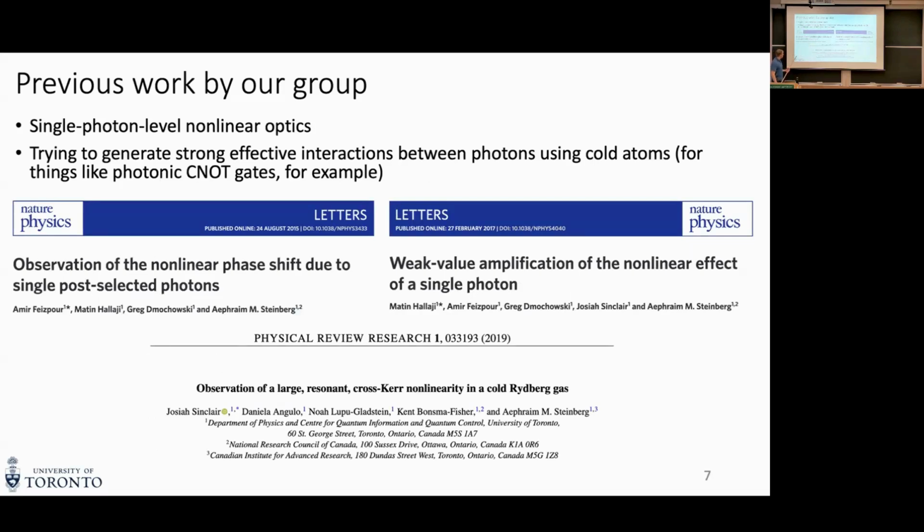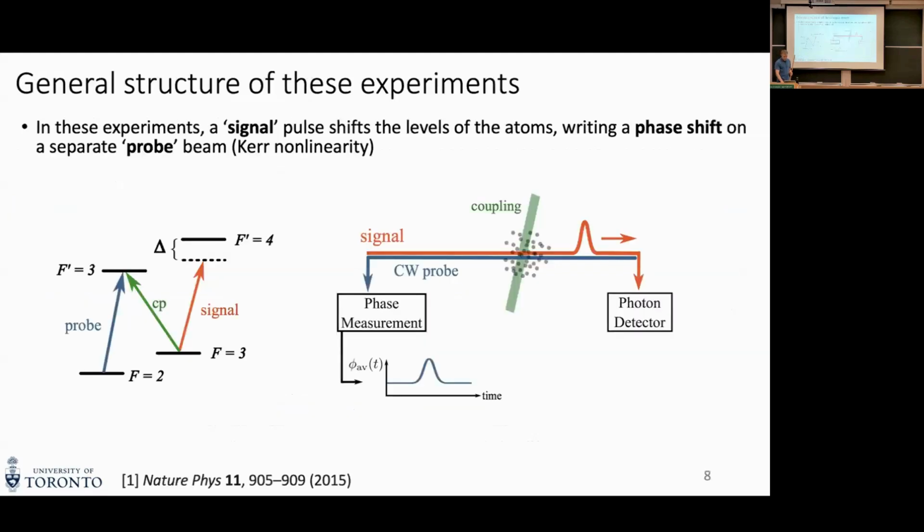We've done some work on, for example, the nonlinear phase shift due to a single photon. We've done a weak value amplification experiment, very similar to that, where we amplify the effect of one photon. And then we've done some other work with Rydberg atoms, also trying to generate these strong interactions between light. All of these experiments have a similar structure.